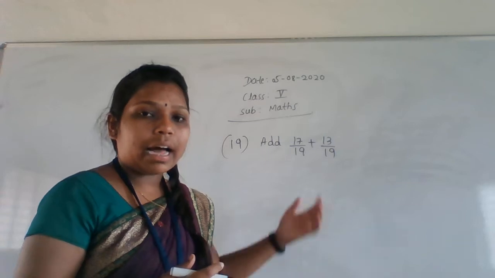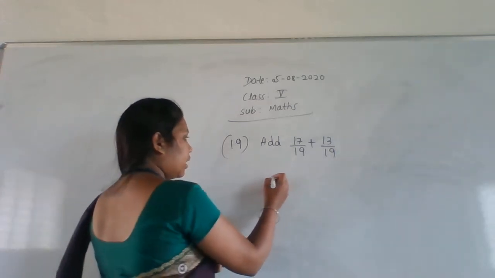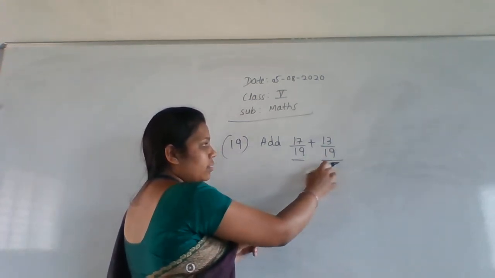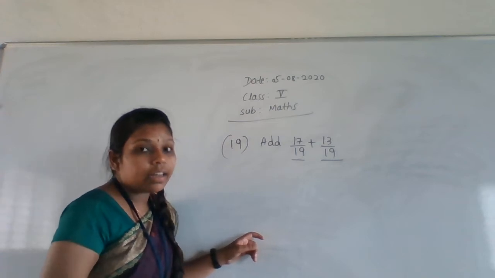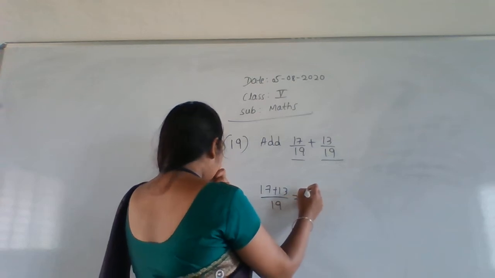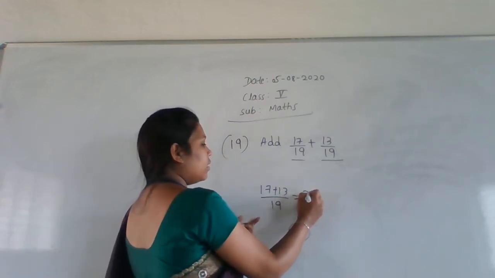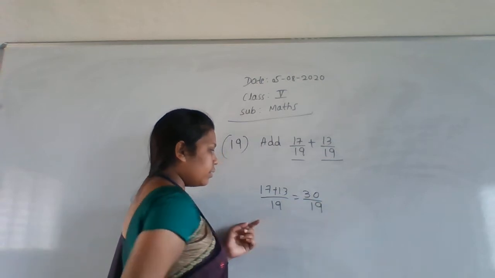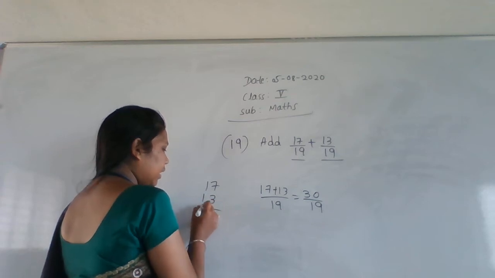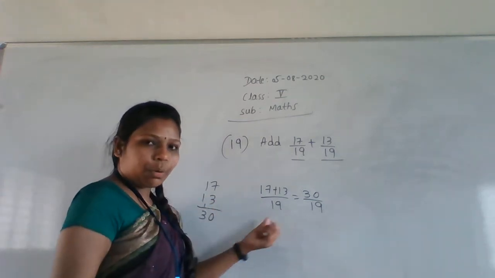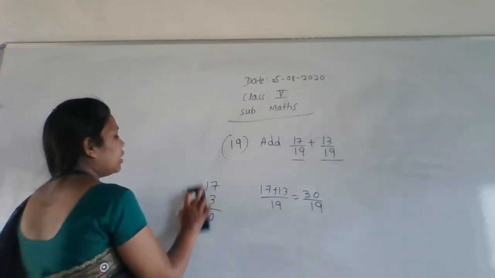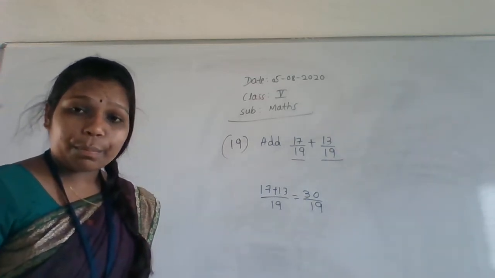You have to convert that answer into a mixed fraction. Before that we have to add here. If the denominators are the same, the denominator numbers are same, 19 and 19, so we can add directly. Add the numerator values: 17 plus 13 is 30. So you will get 30 by 19. Now you have to convert the value into a mixed fraction.